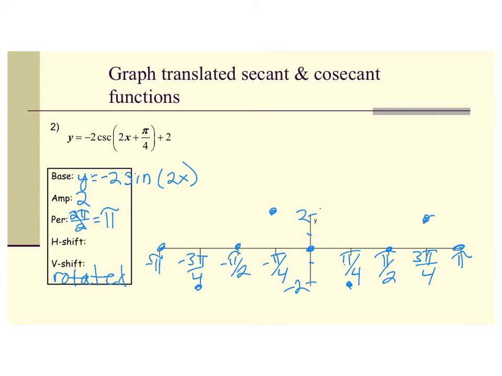And there we go. That is our base function. Now, we're going to do our horizontal shift. We'll do that in purple. Our horizontal shift, we're going to do that down here: negative pi over 4 over 2. This simplifies to negative pi over 8. Okay, so the shift is negative pi over 8.